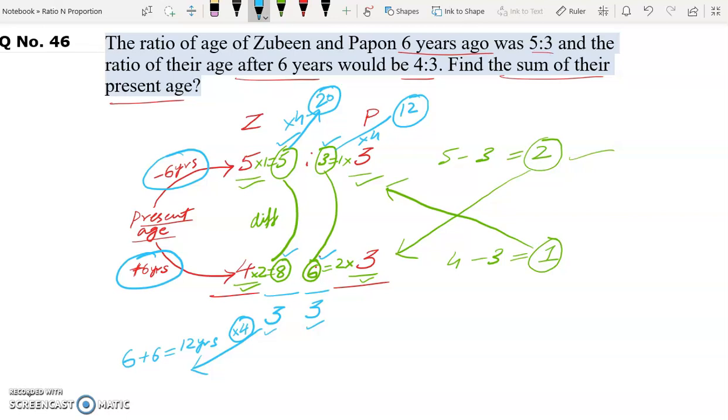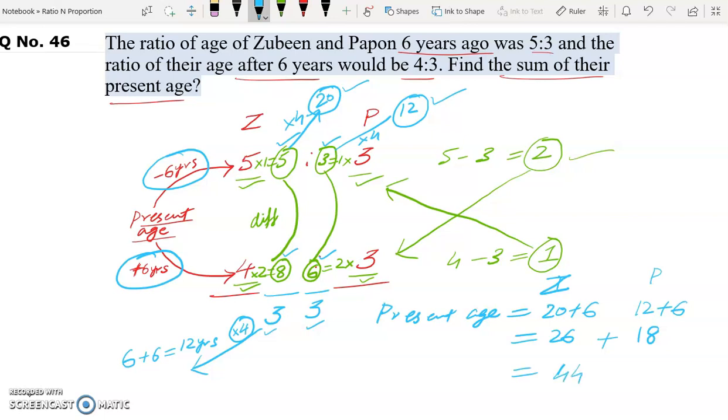Now this is the age of Jubin 5 years ago, and this is the age of Papon 6 years ago. So the present age will be how much? Present age will be, for Jubin, 20 plus 6, and for Papon it would be 12 plus 6. 20 plus 6 will give us 26, 12 plus 6 will give us 18, and the sum of their present age. So the sum of their present age will be 26 plus 18, which is 44. And this is our answer.